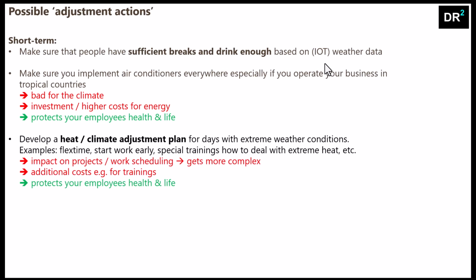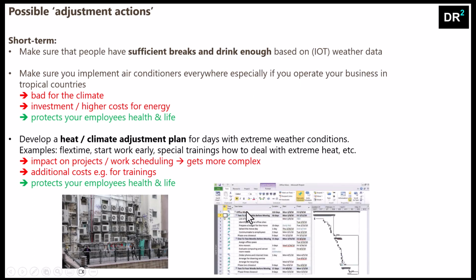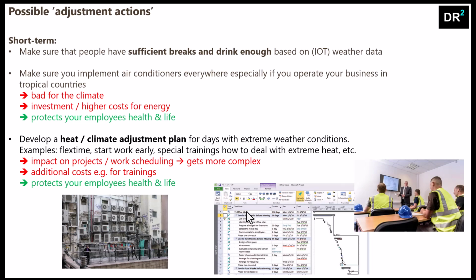And of course, develop a heat and climate adjustment plan. Train your people. Maybe you might need to introduce flex time, where people start very early in the morning and then have a longer break over the very hot time of the day and then start again at night or something. So you have to be flexible with that. And also provide training. Here are some pictures of air conditioners. That is a picture that should illustrate that the planning of your people, project planning, scheduling of the people will get more complex if you see these different heat conditions. And then of course, please train your people to make them aware, especially if they work outside.